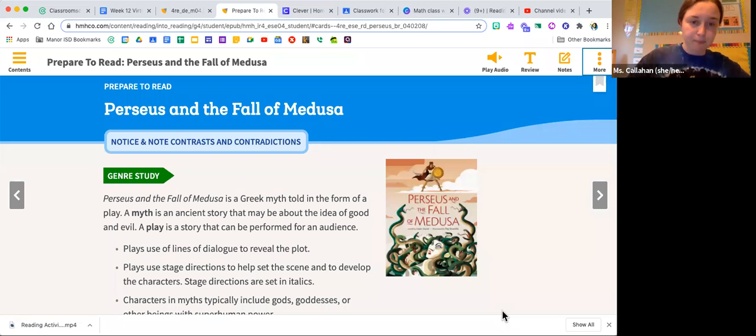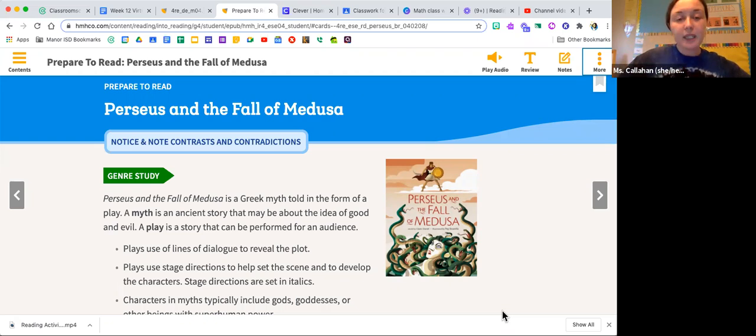Like I said, this is a Greek myth told in the form of a play. So what is a myth? Well, a myth is an ancient story that may be about the idea of good versus evil. That's nothing new for us. But also, really quickly, I wanted to talk about how it is told in the form of a play. A play is a type of story that can be performed for an audience.